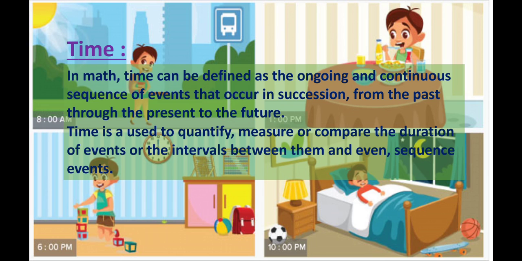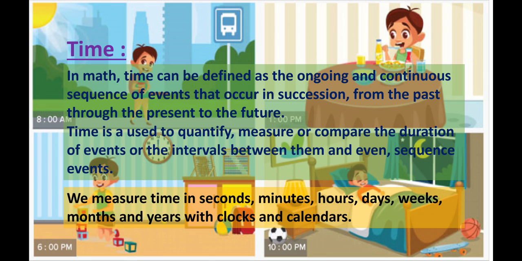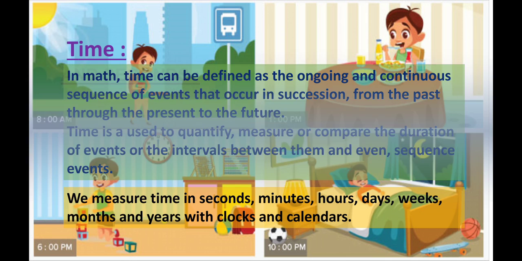And time is used to quantify, measure or compare the duration of events or the interval between them, and even the sequence of events. We can measure time in seconds, minutes, hours, days, weeks, months and years with the clock and calendars. So first we will discuss the relationship between hours, minutes and seconds.